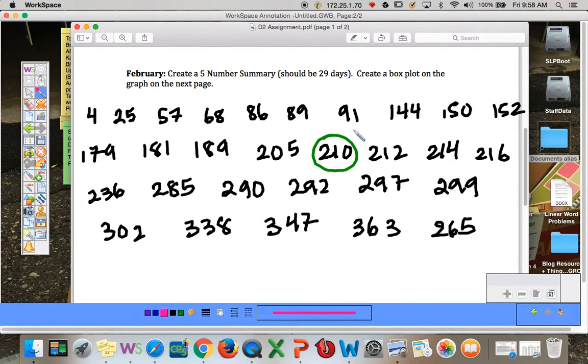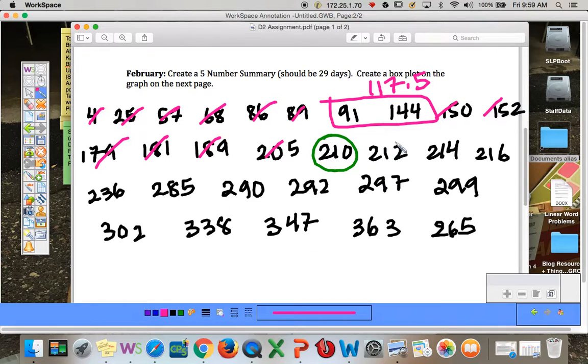Now look at the first half of the data. There's 14 terms, so we need to average. You cross off until we find these two numbers: 91 and 144. We find the middle, and I believe it was 117.5.